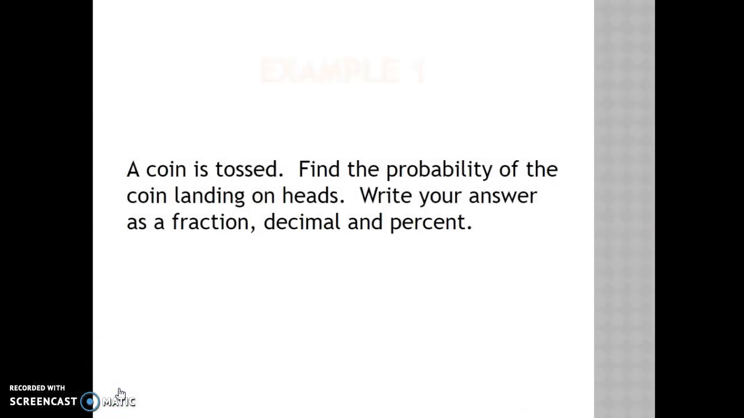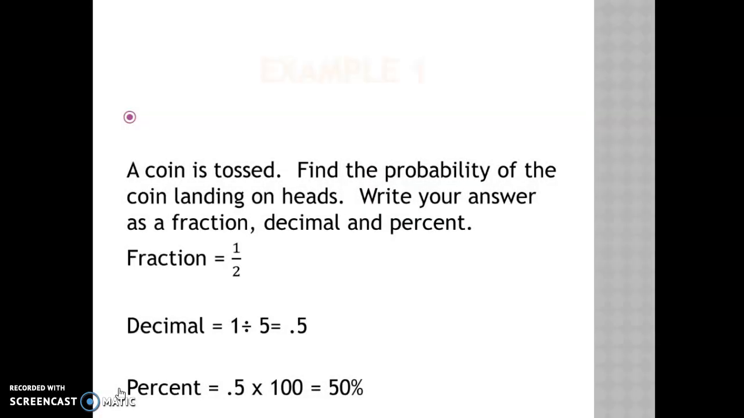Alright, so here's example number 1. A coin is tossed. Find the probability of the coin landing on heads. Write your answers as a fraction, a decimal, and a percent. Well, as we already said, if a coin has 2 sides, then you would have a 50-50 chance of getting either one of those. So 50-50 written as a fraction would be 50 out of 100, and that reduced would be 1/2. So we could write that a couple of different ways here.